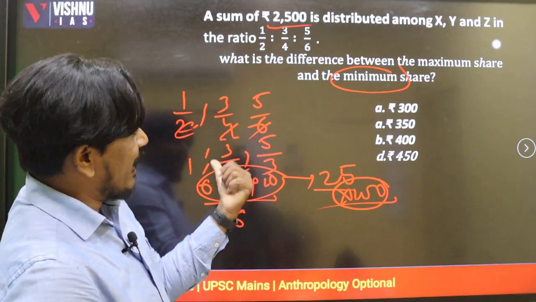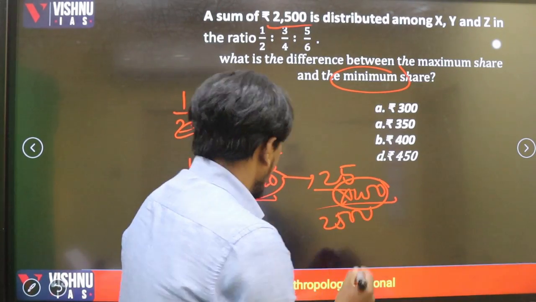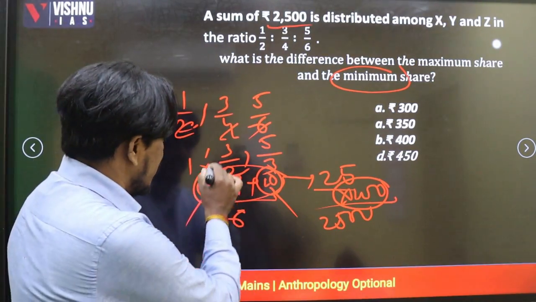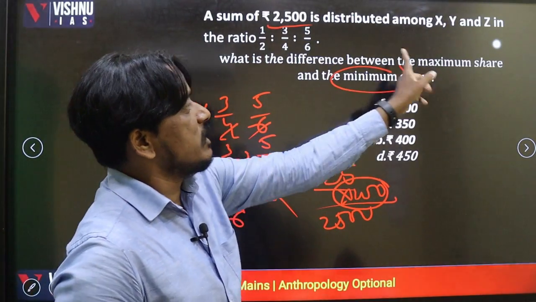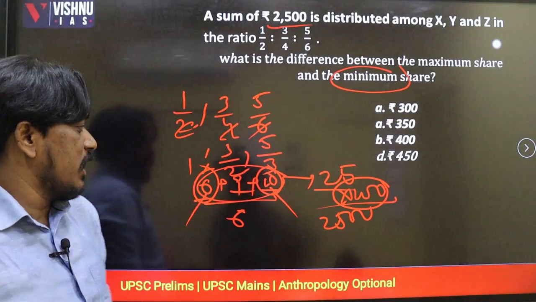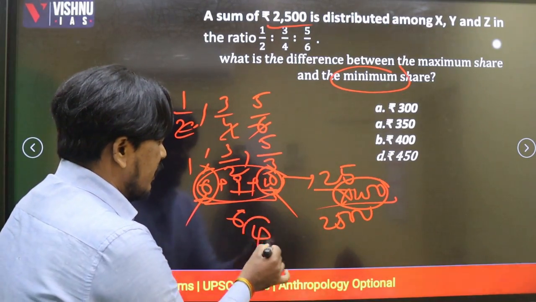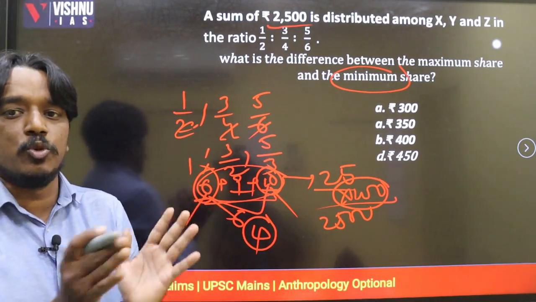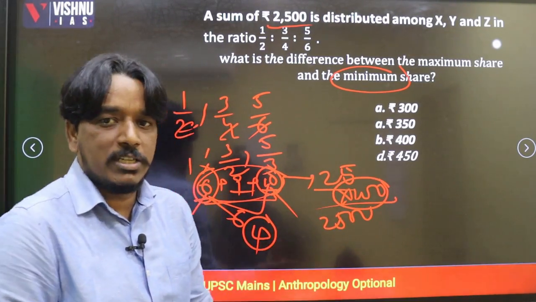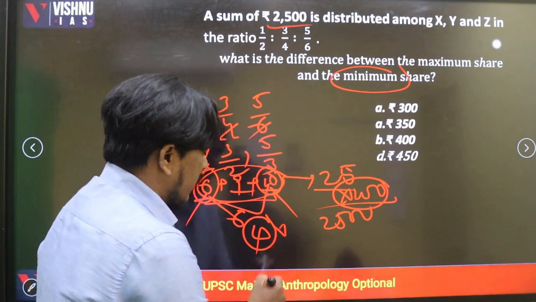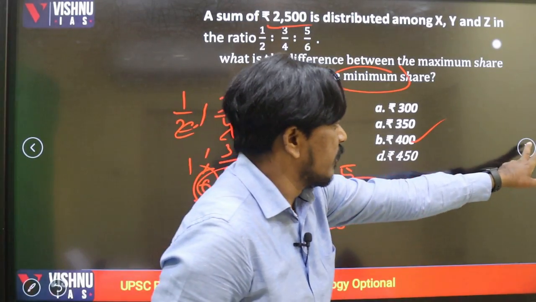But to find the maximum share and minimum share, how to find it here? In these three shares, we have 6, 9 and 10, and as the question requires, the difference between the maximum share and minimum share, we observe 10 and 6. The general difference is 4. But we are multiplying the 25 parts by 100 to get the total sum of 2500, so here also if you multiply with 100, you will get 400 directly. Here you can directly take this share difference.